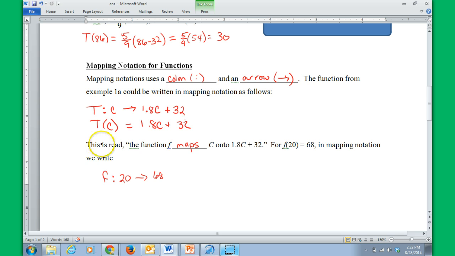It's just a different way of writing it. Okay? So this is read, the function f maps c onto 1.8c plus 32. So for f of 20 equals 68, in mapping notation we write f colon 20 maps to 68.